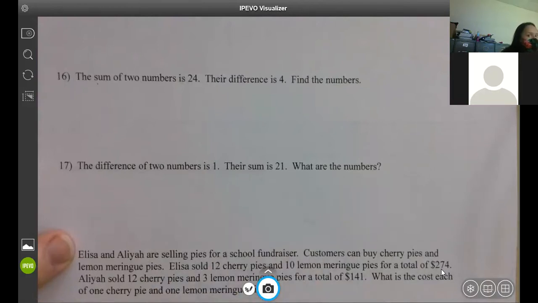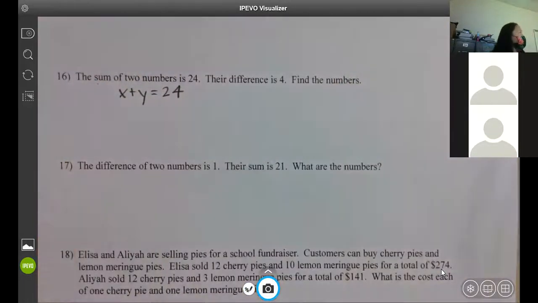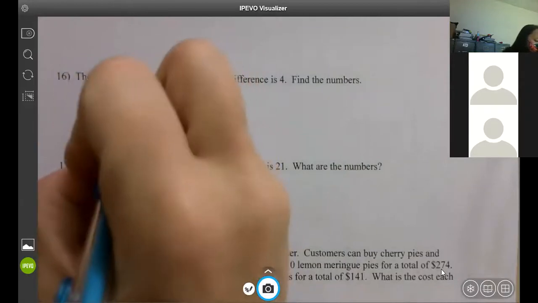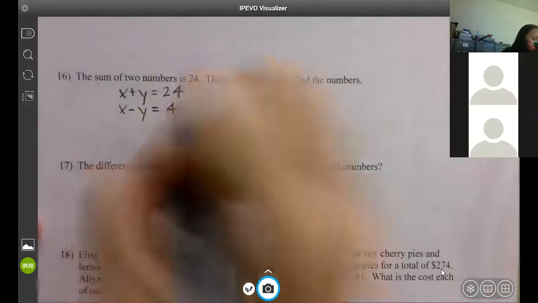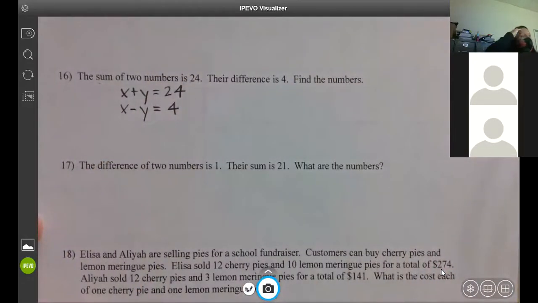X plus y equals 24. Their difference is 4. How do I write that? What's difference mean? X minus y is 4. So how do we find the numbers?